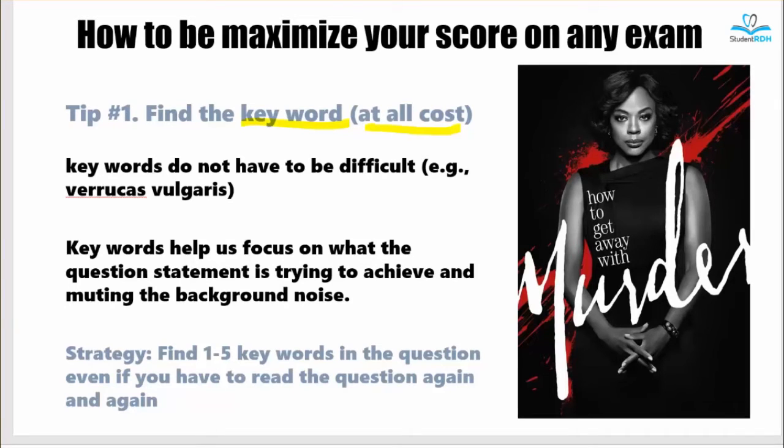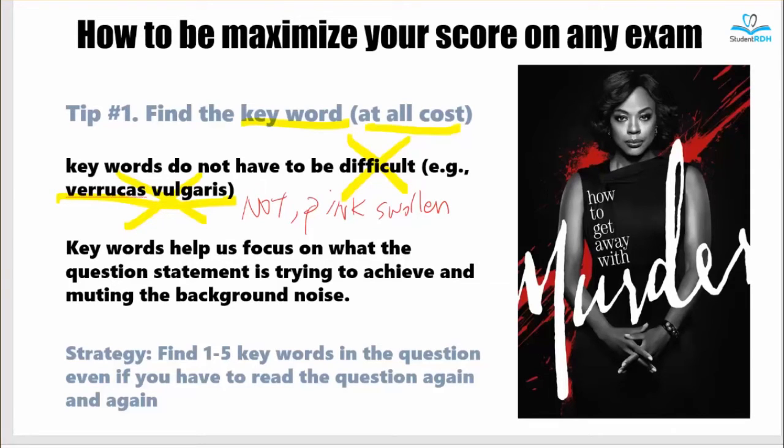Every question is built with some keywords in there. But those keywords do not have to be anything difficult. It can be something as simple as not, pink, swollen. Anything you can think of can be a keyword. Why are we doing this? By choosing keywords, we are now able to delete the background noise, because not every word in the questions is important. Usually there are 1 to 5 keywords in each question.